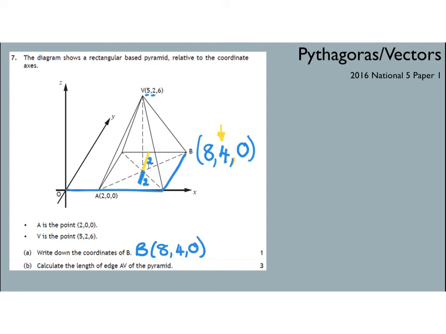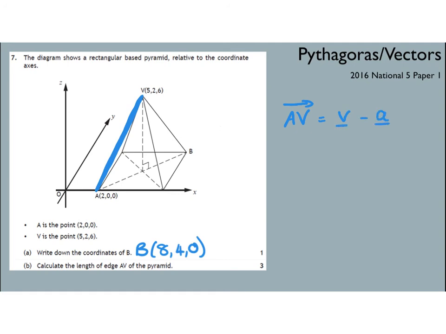Okay, for part B, calculate the length of the edge AV. I'll just tidy up a sec. There are different ways to work this out, but we've been working on vectors, so I'm going to use our vectors here. Okay, so if I'm trying to get from A to V, that would give me the vector AV there, and I would do V take away A.